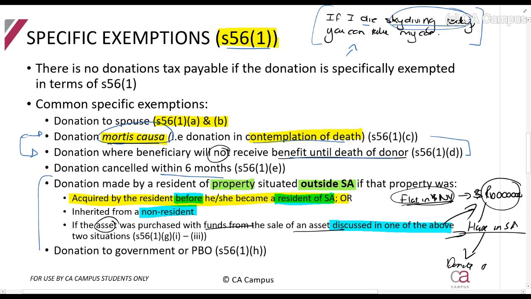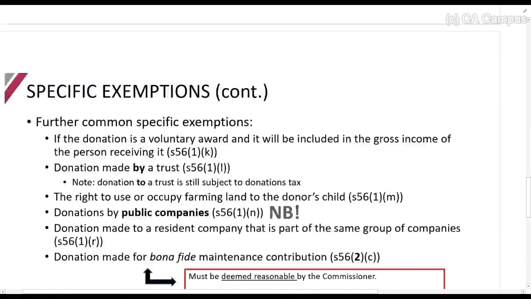So they're trying to link it to the money. Where did it come from? The money basically came from New York. That's basically where it comes from. Right, same with the one inherited from a non-resident. I sell my aunt's flat, buy something new, and then that new asset I donate will also be exempt. Any donations to the government or a public benefit organization will be specifically exempt.